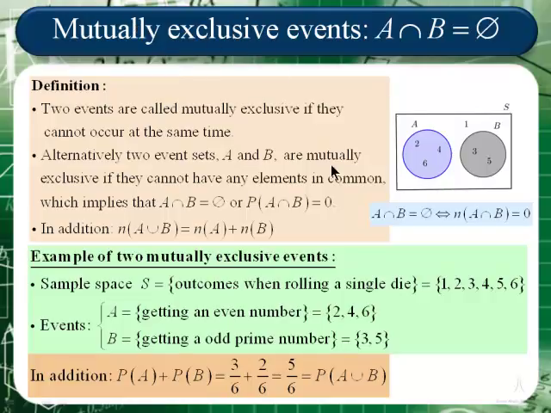Just to summarize the main things, events are mutually exclusive if the intersection between the two events is the empty set, which means the cardinal number of the intersection of the one and the other event is equal to 0. Furthermore, the cardinal number of the union must be equal to the sum of the cardinal numbers of the two events, and lastly, the sum of the probabilities of the two events will always be equal to the probability of their union.